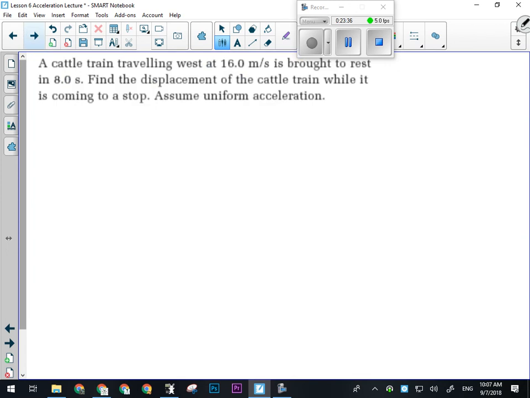Okay, let's look at this example here. So we're going to write down our givens, and then we got to figure out what formula to use, because it's not going to be the same one. So I have a cattle train that is traveling west at 16 meters per second. So that sounds like that's the way it starts. So 16.0 meters per second and west.